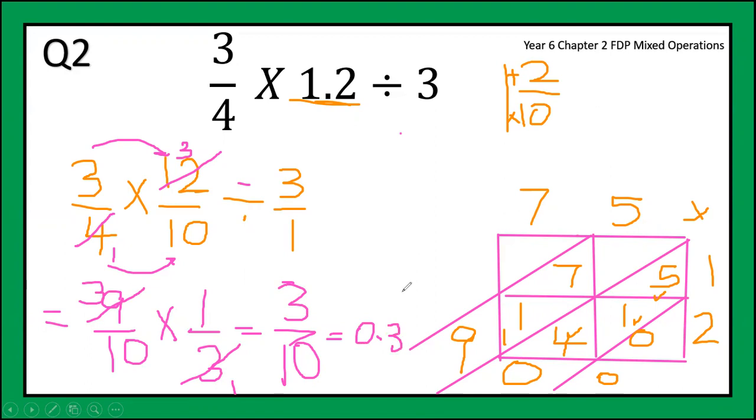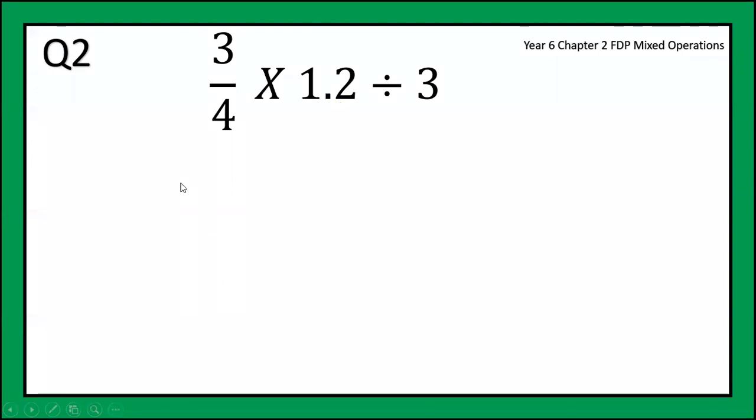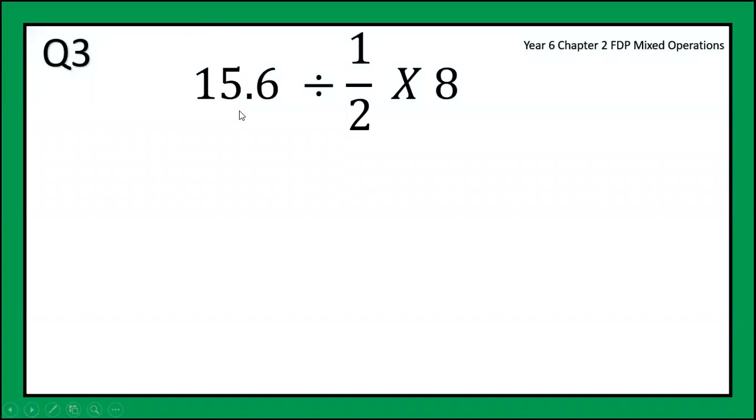Okay, same answer, different methods. You can choose which method you prefer. Clear the drawing? Let's move on to question 3. 15.6 divided by 1 over 2 times 8. So I'm going to do this using the decimal method. So 15.6 divided by 0.5 times 8.